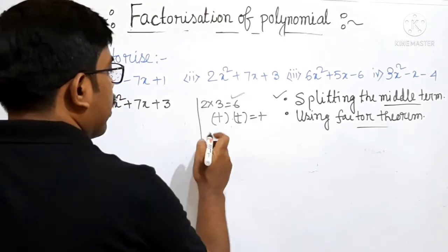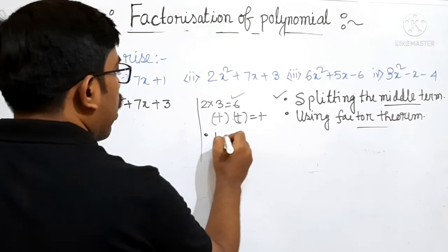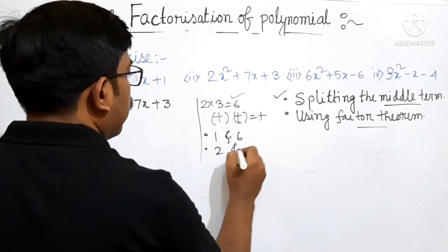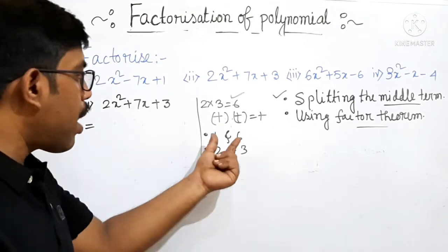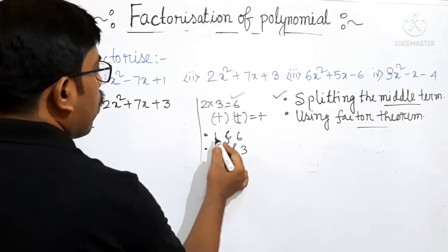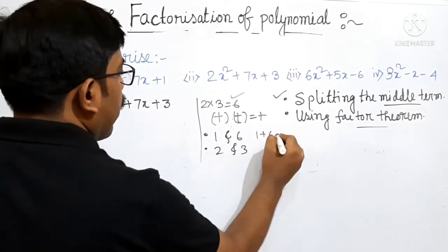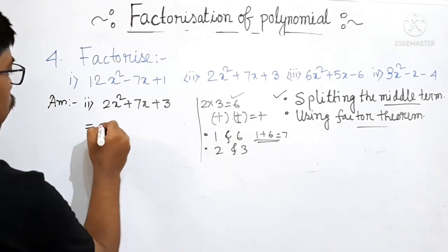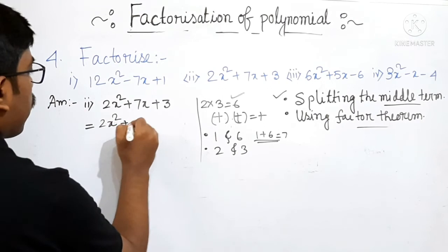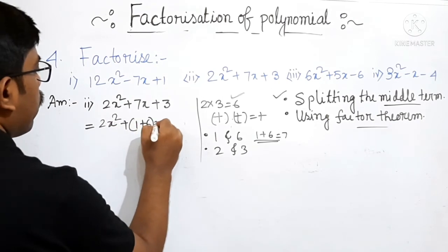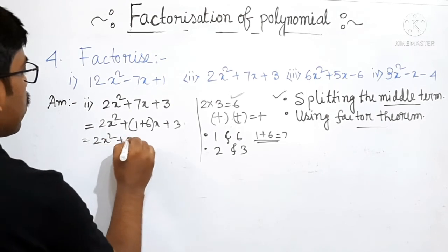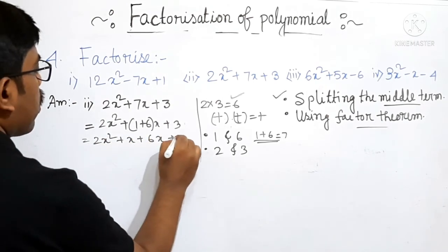Now we factorize 6. What will happen? 1 and 6, 2 and 3. Now, which pair will we take? From here you can see 1 plus 6 is equal to 7. So here we take the pair 1 and 6. So we write here 2x square plus (1 plus 6) into x plus 3. And it will be 2x square plus x plus 6x plus 3.